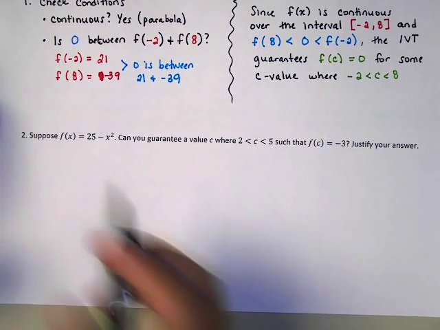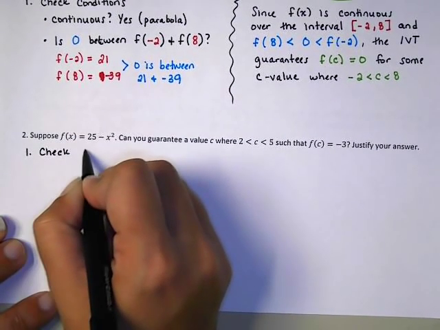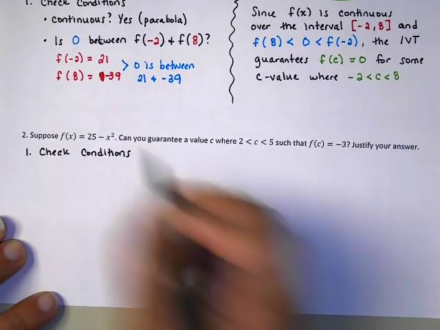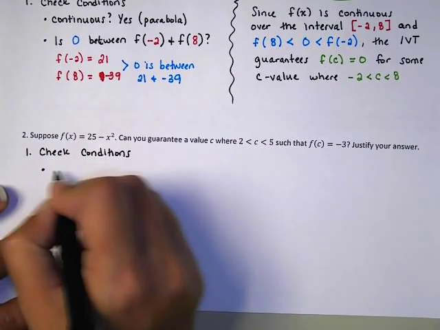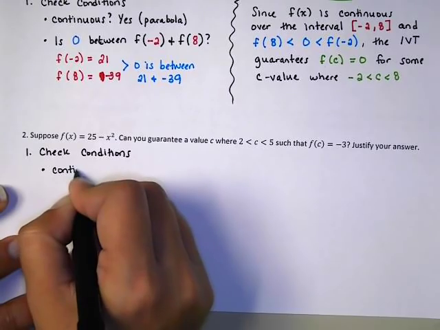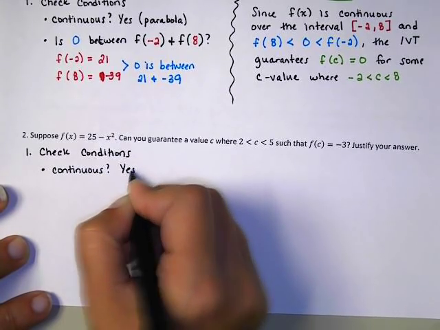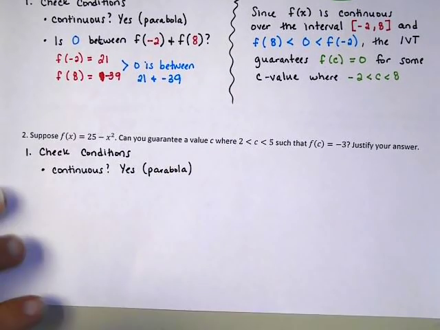Now the process here is going to be first, check the conditions. You always have to do this first, because if you don't meet both of these conditions, you're done. You can't use the IVT, so you can't guarantee anything. First, we have to check to see if we're continuous. The answer is yes, because again, we're working with a parabola, which is continuous everywhere.